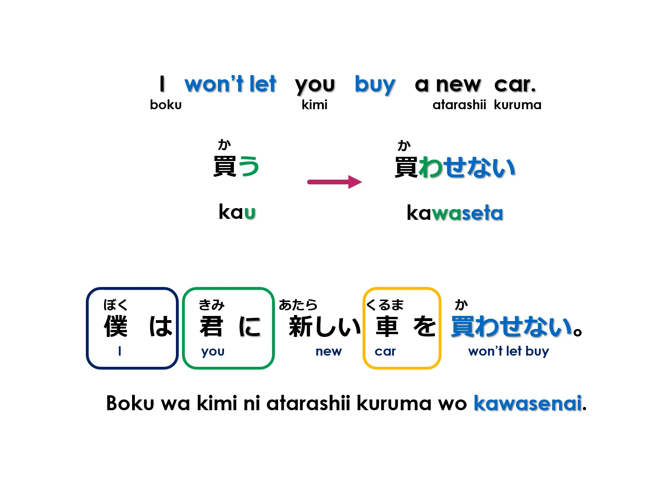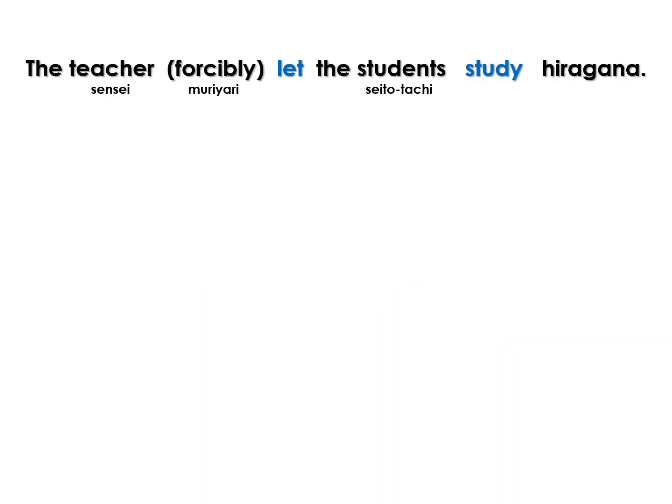By the way, this sentence is a coercive causative, but since the main verb to buy is a transitive verb, the causee can only take the particle ni. Boku wa kimi ni atarashii kuruma o kawasenai. Here's another coercive causative sentence. The teacher forcibly let the students study hiragana.